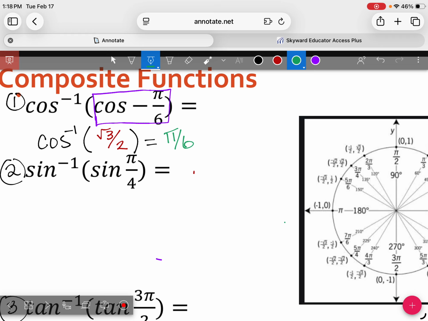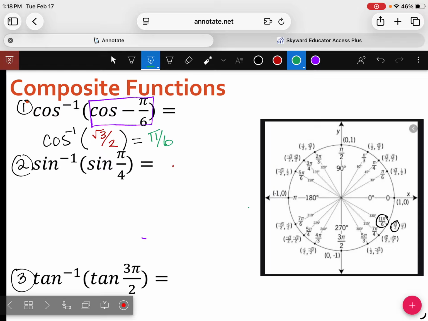Number 3 is what? Oh, 3 pi over 2. All right, so what did you get for your answer for number 2? Pi over 4. You're right. The sine of pi over 4 is root 2 over 2. And the angle that has a sine value of root 2 over 2 in quadrant 1 or 4 is pi over 4. All right.